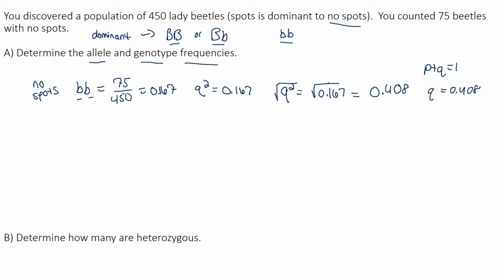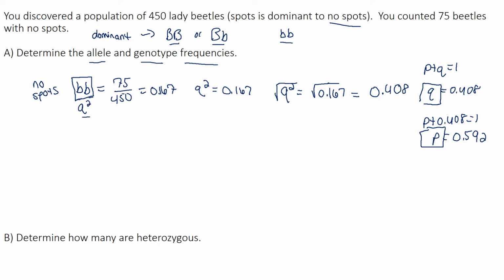So this is q equals 0.408. Now I can find p because remember p plus q equals 1, right? So here we have p plus 0.408 equals 1. So p equals 0.592. Okay, so now I have q and I have p. Those are the allele frequencies.